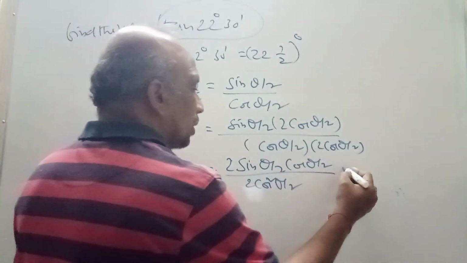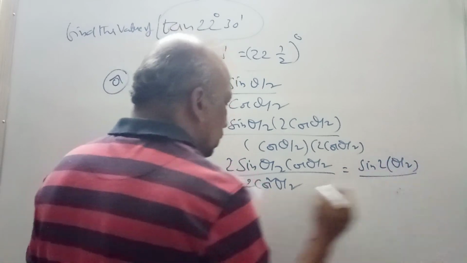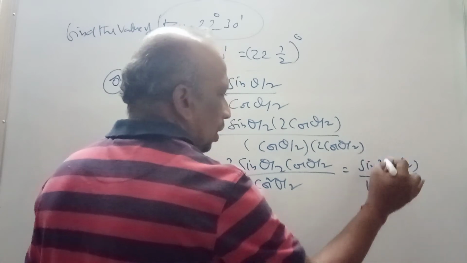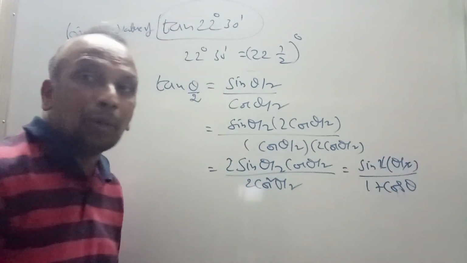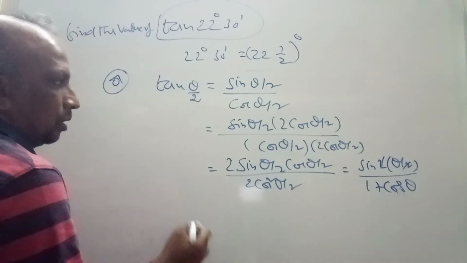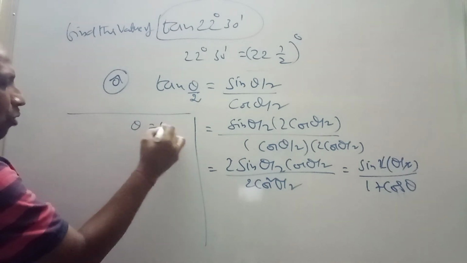Now the numerator will become sin 2 into theta by 2, which is sin theta. And 2 cos square theta by 2 will become 1 plus cos theta. So this will become sin theta by 1 plus cos theta. Now you replace theta equal to 45 degrees.